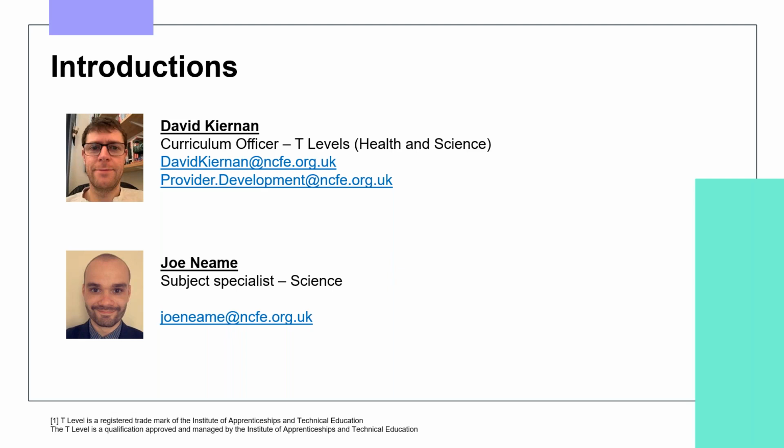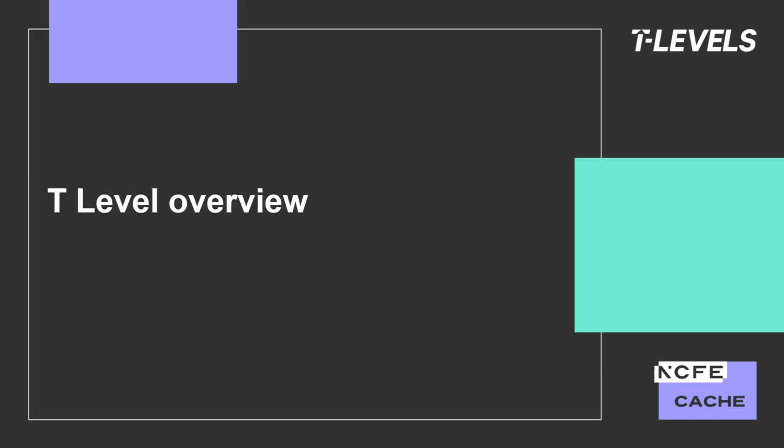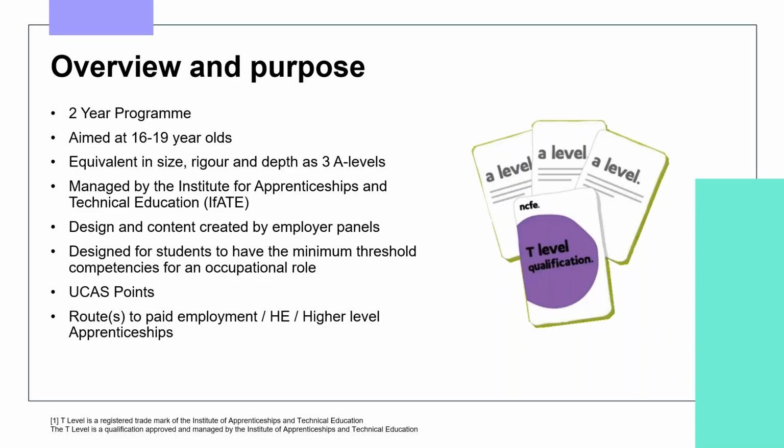Thanks very much, Joe. So, going to begin, as we do have a variation of people here, just with a brief overview of the T-Levels and the assessments therein as well. For more comprehensive information, do please see one of our onboarding webinars. So to begin with, we're going to look at what exactly is a T-Level. So T-Levels, they are level 3 qualifications, a 2-year program that is aimed at 16 to 19-year-olds.